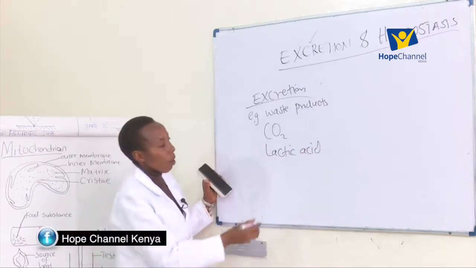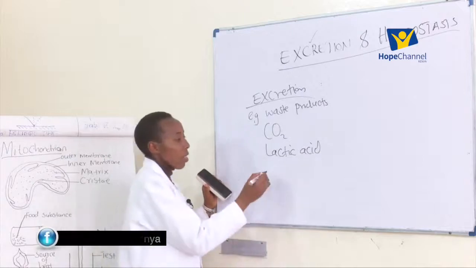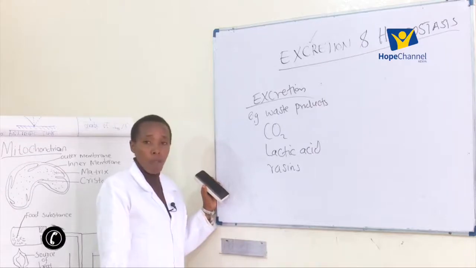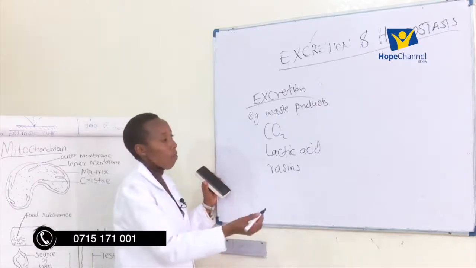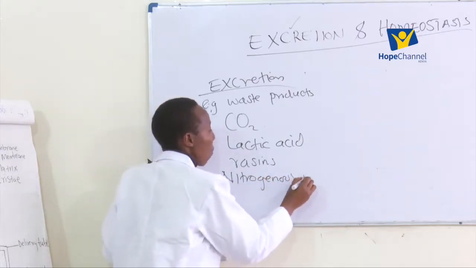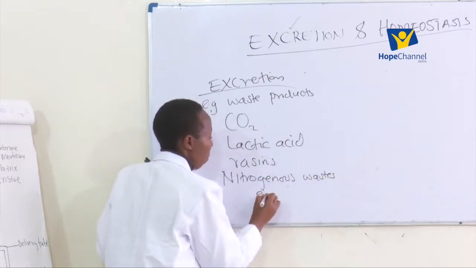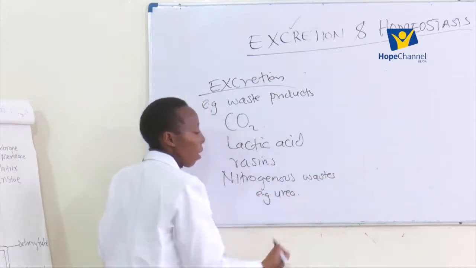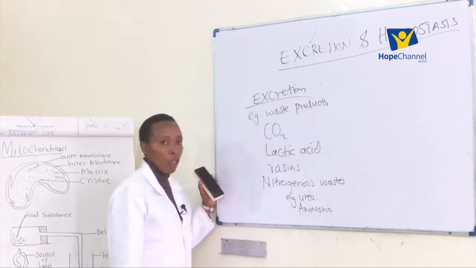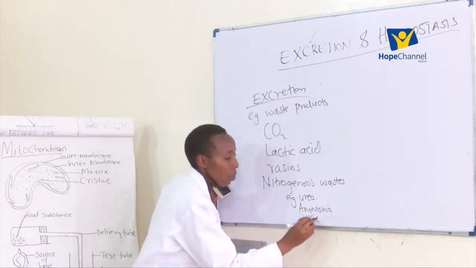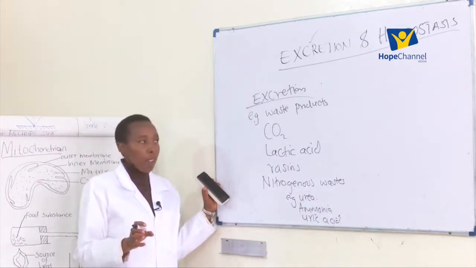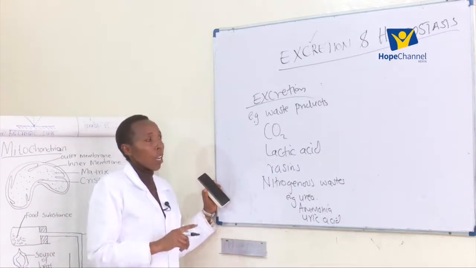In plants, you can talk about tannins and resins. All those are waste products. Even in plants, we can also have oxygen as a waste product. We also have nitrogenous wastes, whereby we have urea and ammonia. These are all examples of nitrogenous waste. We have uric acid, and so on. So those are just examples of waste products that are eliminated during excretion.